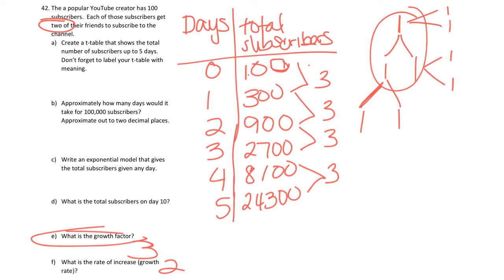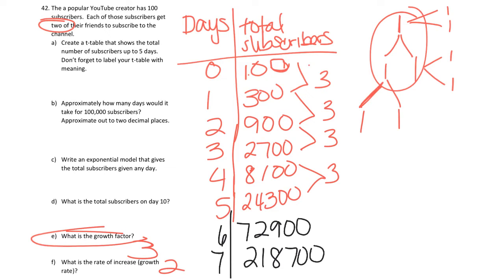As we look at the rest of these, we want to know how many days it would take for 100,000 subscribers. So what would day 6 be? So 243 times 3 is going to be 729, and then times 3. Okay, so that's just multiplying by 3 with my calculator.